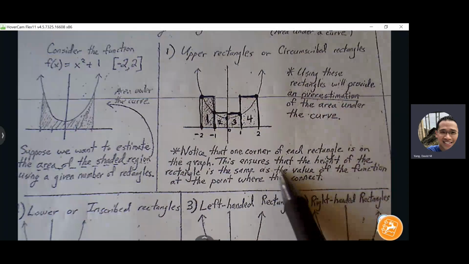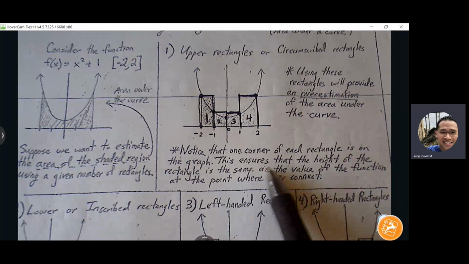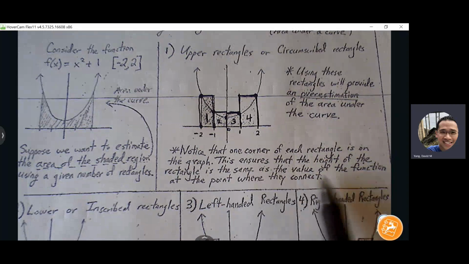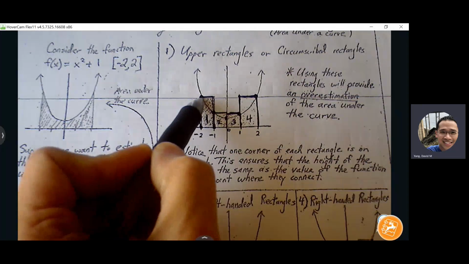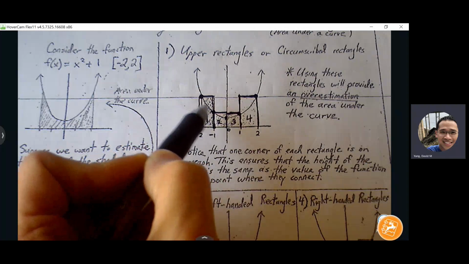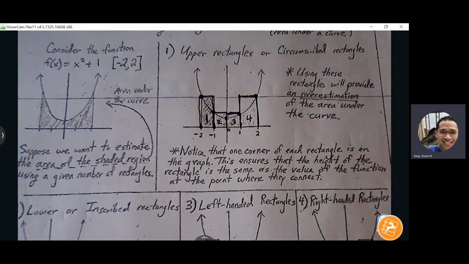Notice that one corner of each rectangle is on the graph. This ensures that the height of the rectangle is the same as the value of the function at the point where they connect. So it's important that we use the curve to represent the height of every rectangle that we want to create.